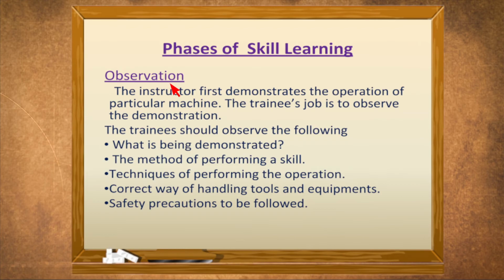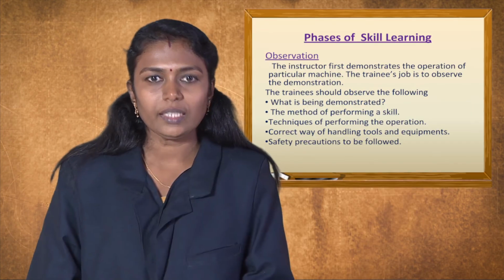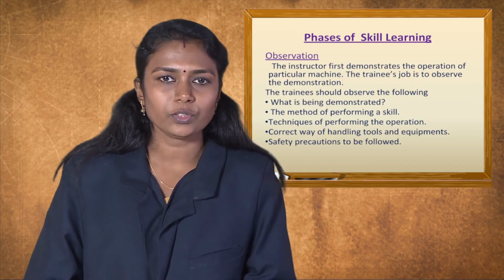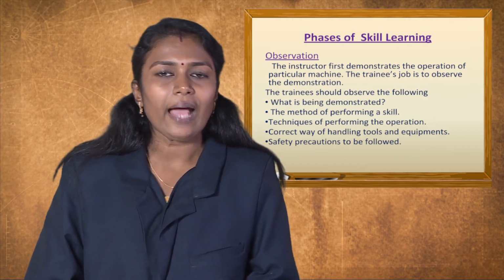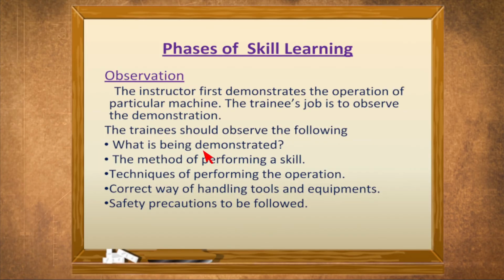First, observation. The instructor first demonstrates the operation of the particular machine. The trainee's job is to observe the demonstration. The trainee has to observe the points demonstrated by the instructor, and these points include what is being demonstrated, the method of performing a skill, the techniques of performing the operation, the correct way of handling tools and equipments, and the safety precautions to be followed.